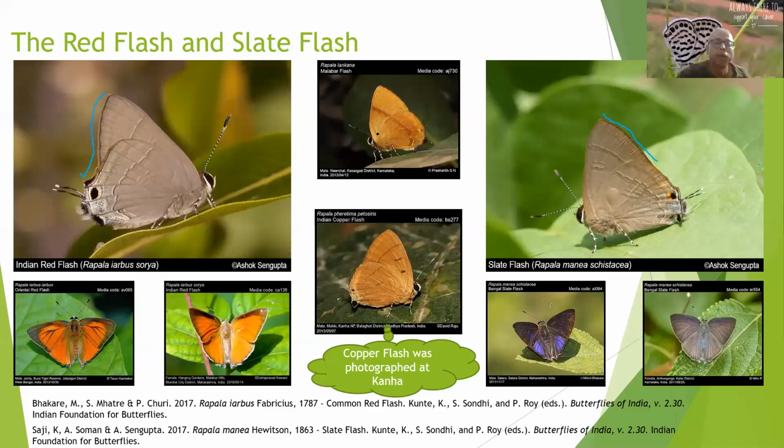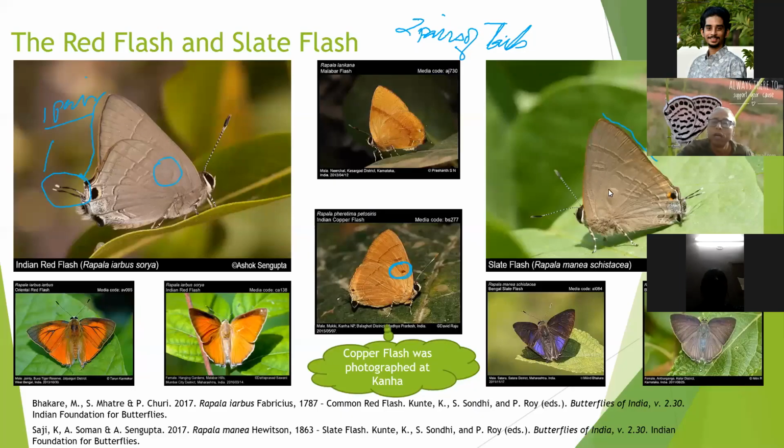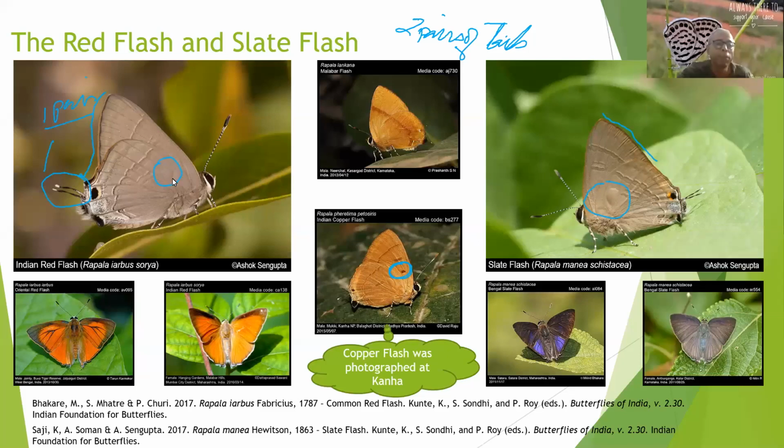sex pouch here. The pheromone pouch. Both the male specimens of slate and red flash have this pouch. This pouch makes it a male, and it is easy to distinguish a male from a female. The absence of this pouch makes it a female, and the presence of the pouch, which is very prominent, makes it a male. So this is about these two very common species.